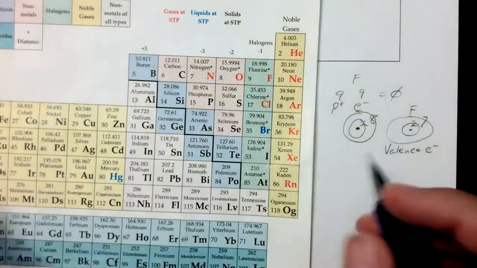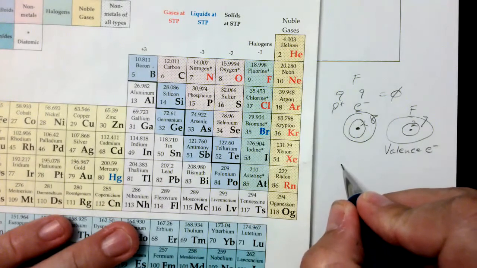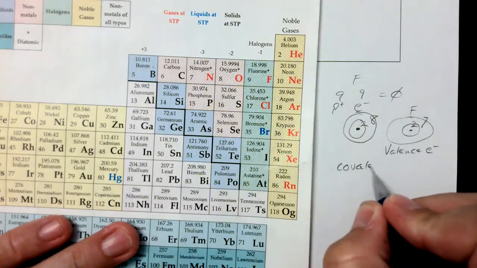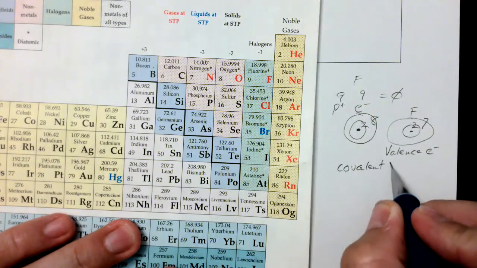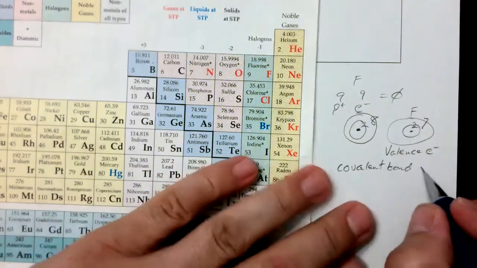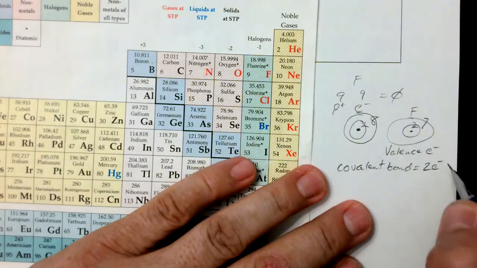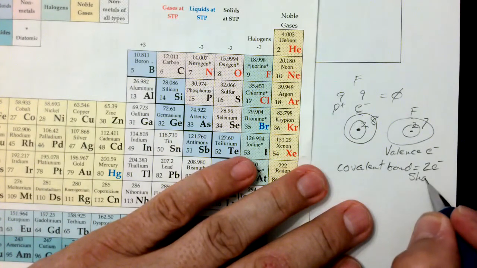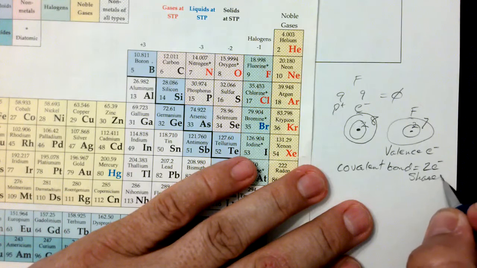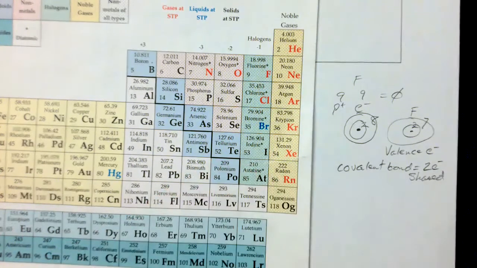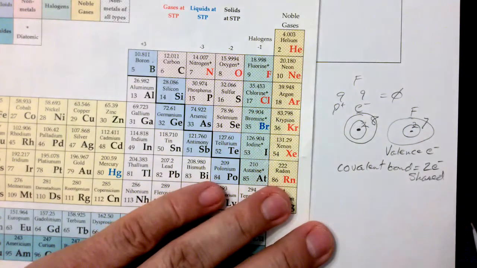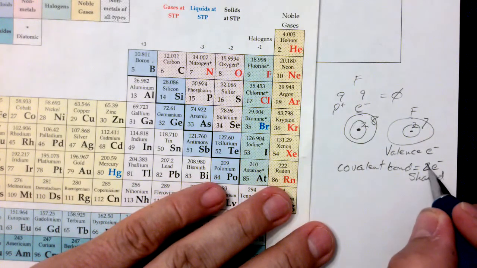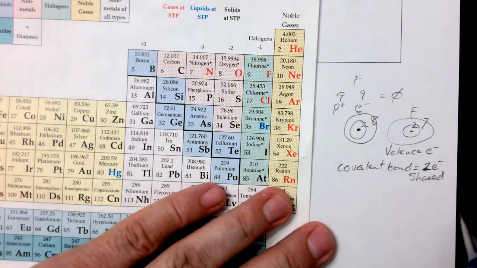And so a shared pair is a bond. So a covalent bond. Notice co together, valence, covalent bond is 2 electrons shared. It's an R. 2 electrons shared. That looks like a Z, doesn't it? 2 electrons shared.